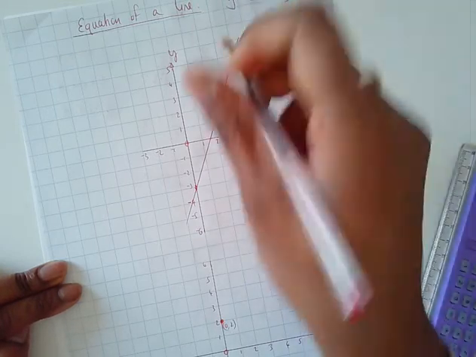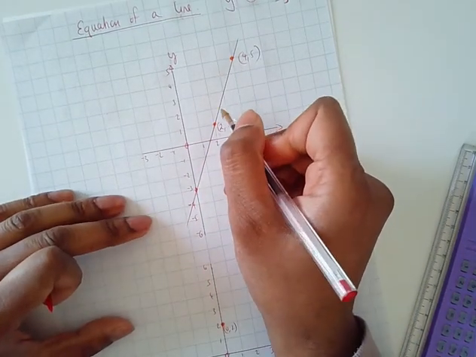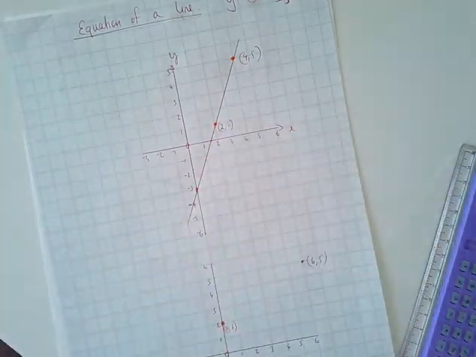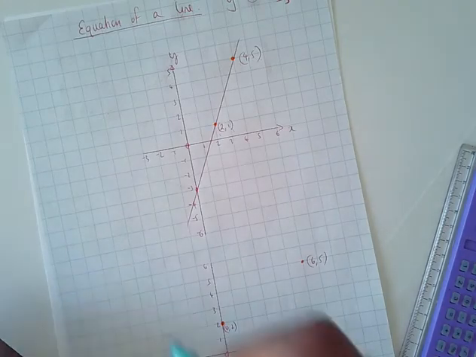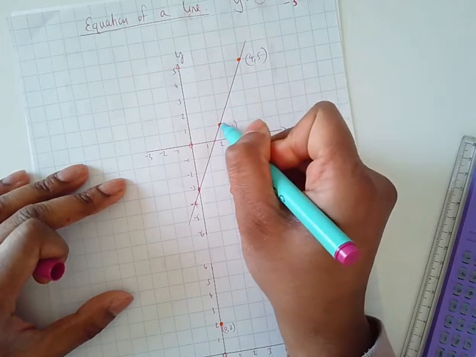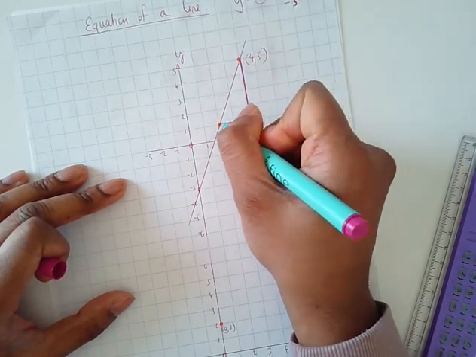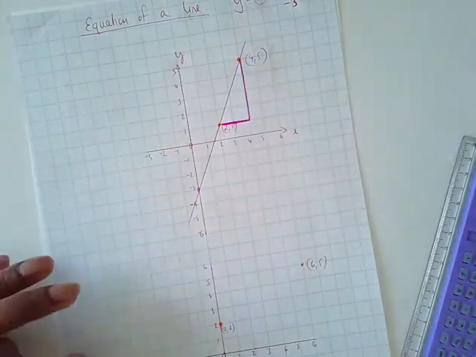I need the gradient. So to do that, I'm going to make a right angle triangle. I'm going to draw a triangle under these 2 points there. Right, that's my right angle triangle.